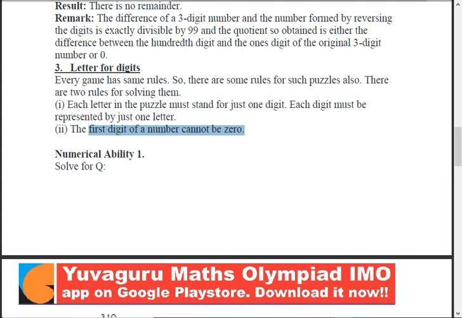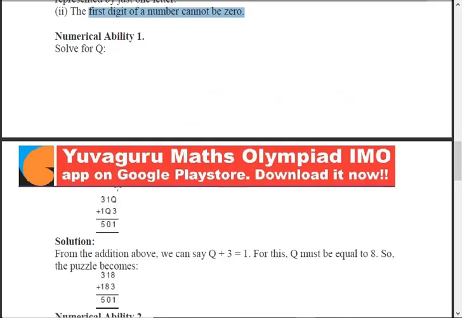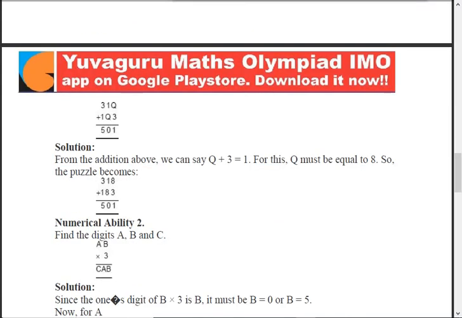Very important. See this example, solve for Q. You have to find this Q. The answer is given as 501. So how to solve this? Take the units place. Q plus 3 equals 1. So how can it be 1? It can be 11 here. So 8 plus 3 is 11. So Q should be 8 over here.